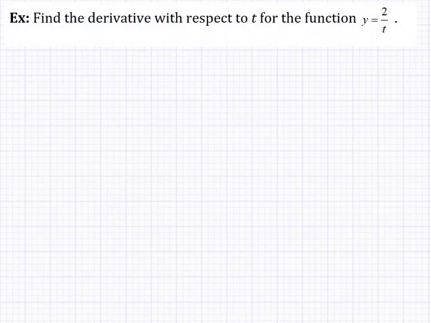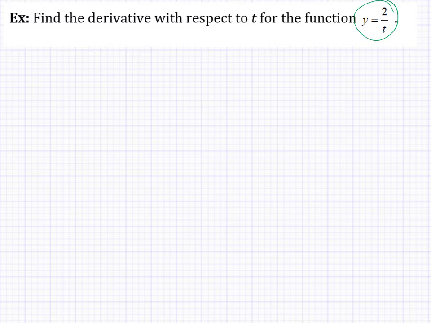So here's one more. This one is a rational function, y equals 2 over t. Again, a little different, but we're going to use a lot of the same things that we've used throughout the previous chapter when we learned how to do limits. So what do we need?